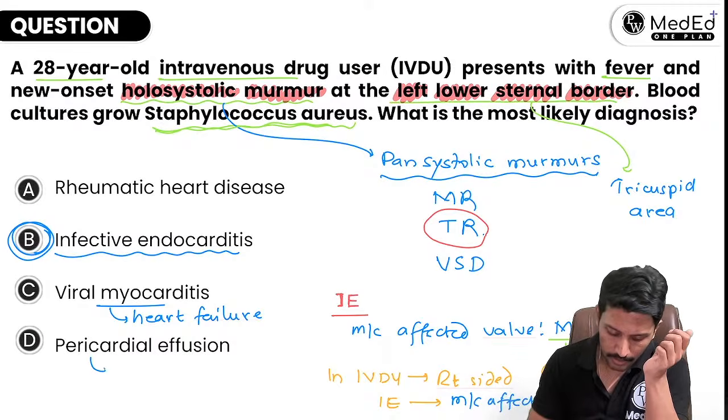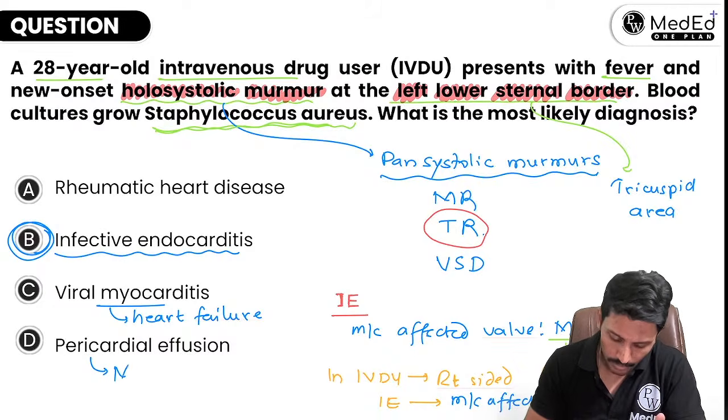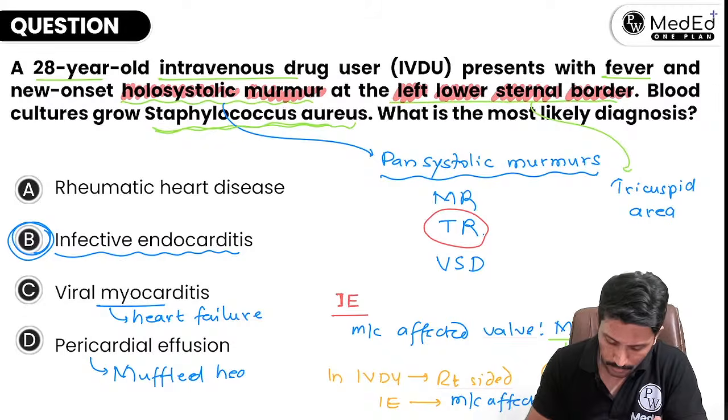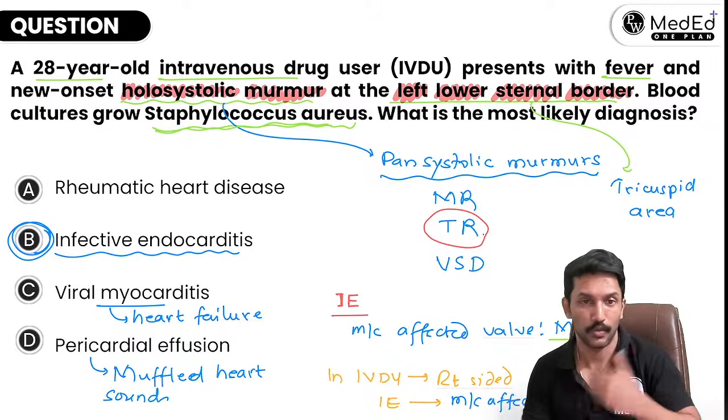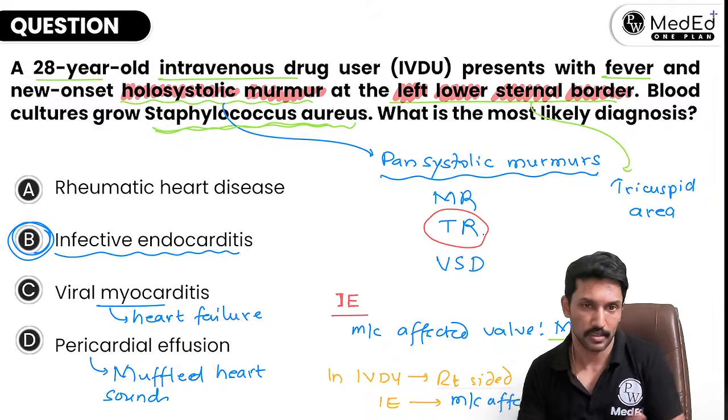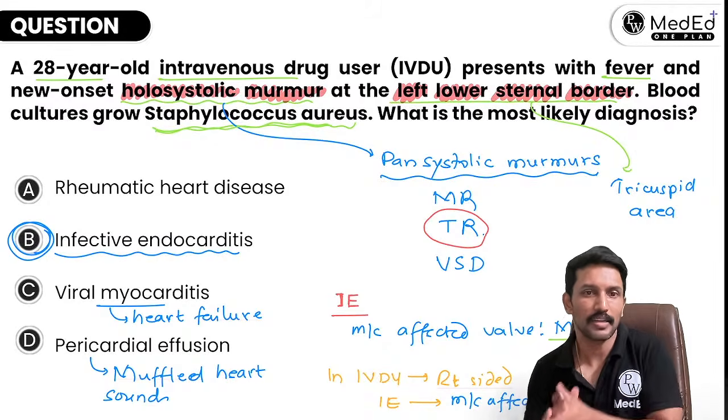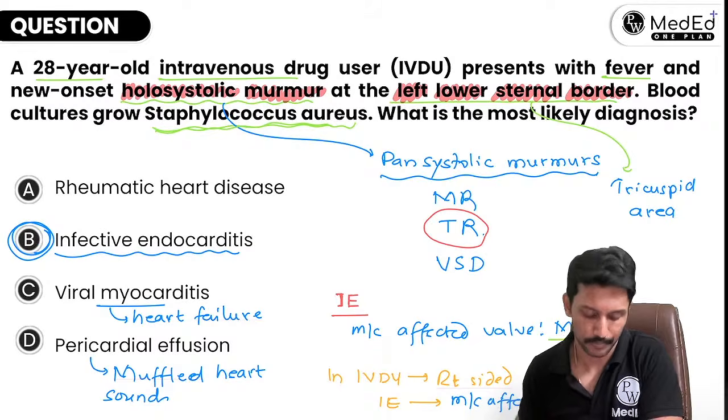If there is pericardial effusion, you can have muffled heart sounds. And if it is severe, it can lead to cardiac tamponade, where you will end up with hypotension and raised JVP. You don't get this tricuspid regurgitation in pericardial effusion.